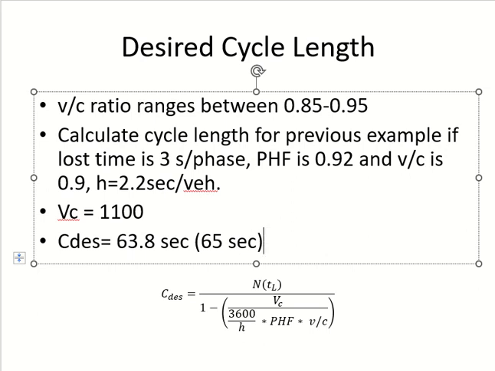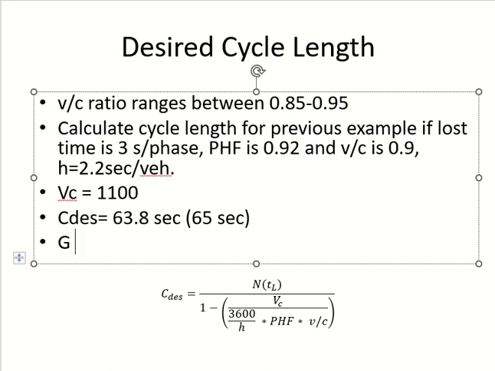Clear? Any questions? Now, the last thing we will do is calculate total effective green time. What is total effective green time? Cycle length minus total lost time. How much is the lost time? 3 seconds per phase. So total is? 12. Yes. Cycle length 65 minus 3 seconds for each phase, and we have 4 phases. So how much is this?